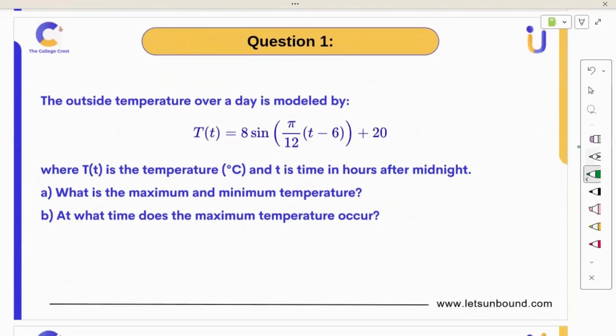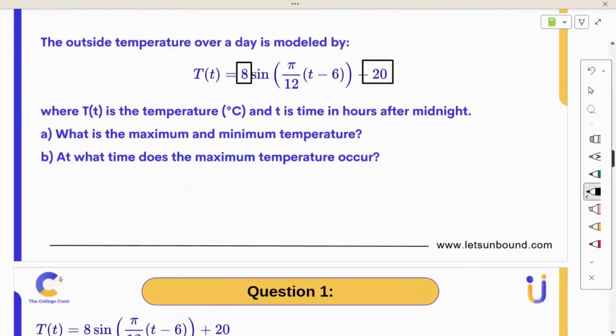Now let's solve questions. The outside temperature over a day is modeled by this sinusoidal function, where T of t is the temperature in degrees Celsius and lowercase t is time in hours after midnight. What is the maximum and minimum temperature? At what time does the maximum temperature occur? All I know is this is the amplitude and the midline. These are the ones that connect with minimum and maximum, so I'm going to use them. Your amplitude is 8. Let's solve this on the next page.